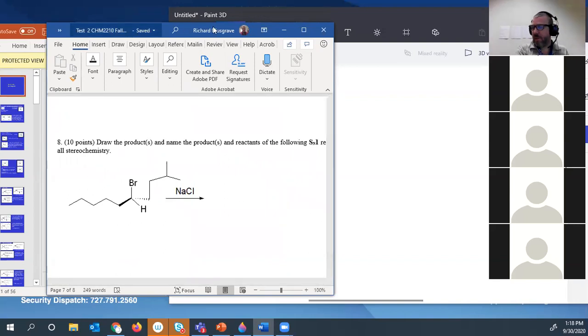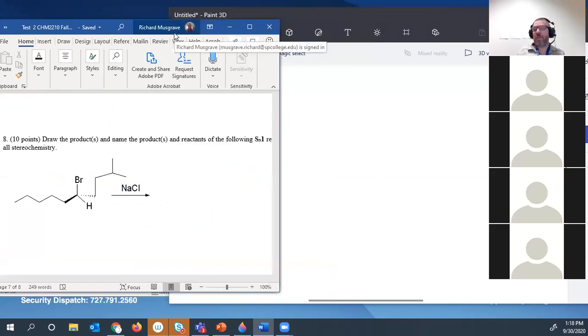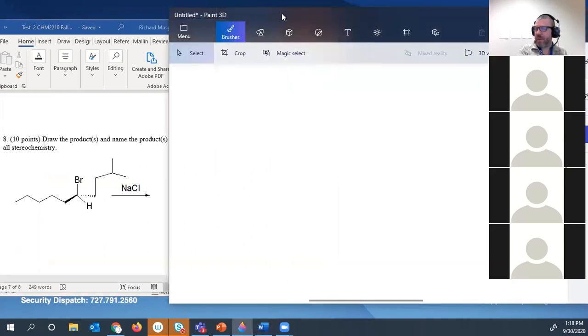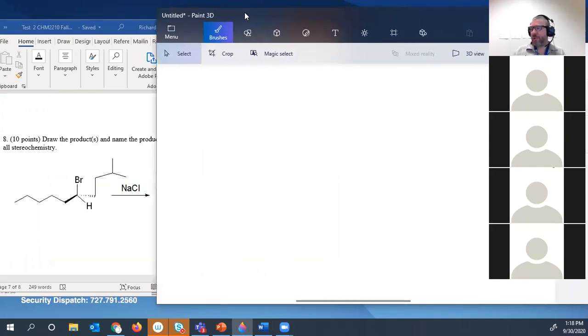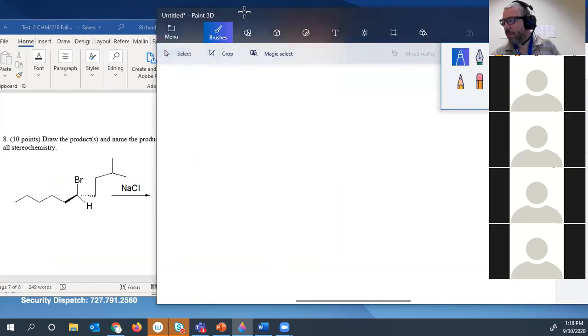Here's the problem. It says here, draw SN1 products. So we need to do SN1s for this one. Now, generally speaking, I usually give something that's secondary so that it could be either SN1 or SN2. This one is secondary. All right. So SN1, I want a bigger screen here, so I'm going to obscure that, but that's what we're looking for.